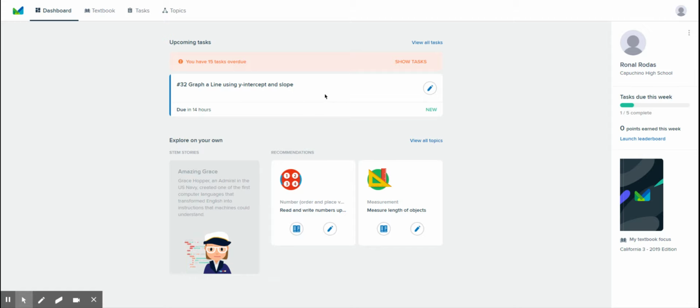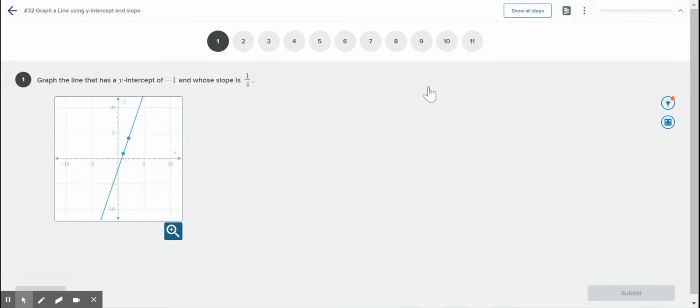You should have already watched the notes from yesterday about how to do this, but now I'm going to show you how to do it in Mathspace. It can be a little tricky. All right, so I'm going to get started. I'm going to hit my pencil tool to launch the assignment and hope that my internet's not too slow. There we go. Okay, graph the line that has a y-intercept of -1 and whose slope is 1/4.